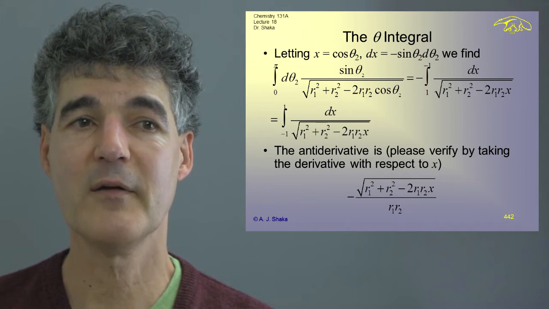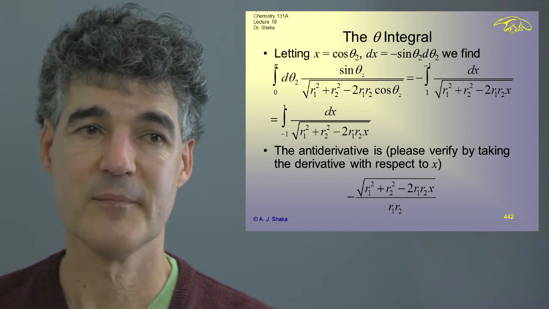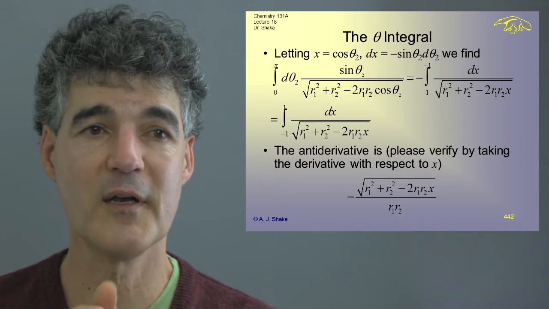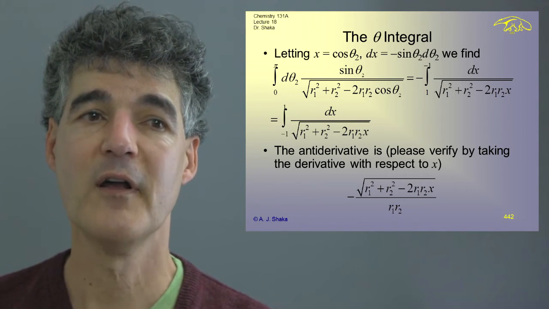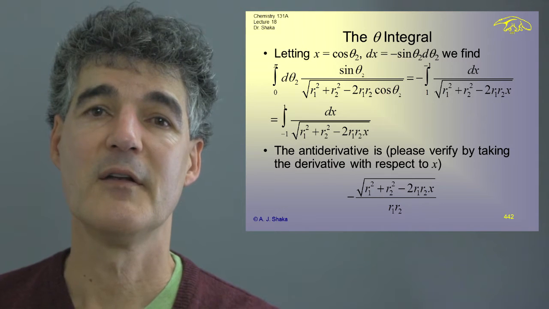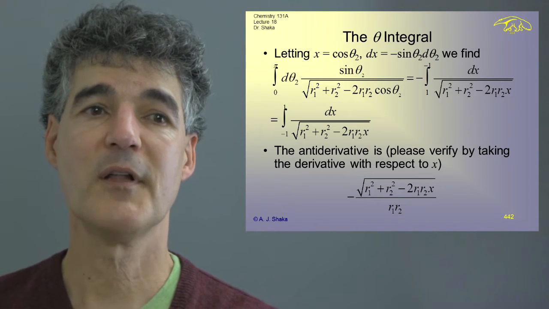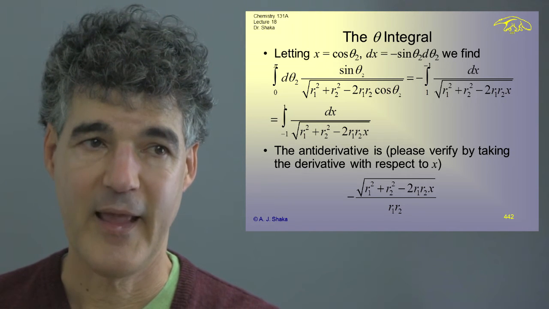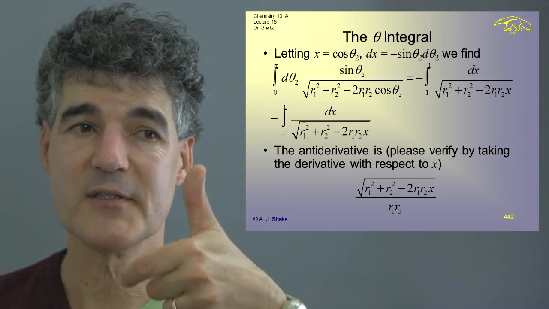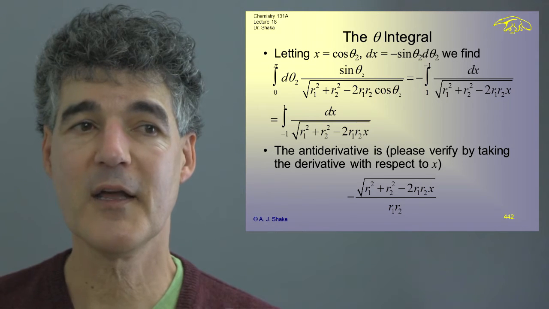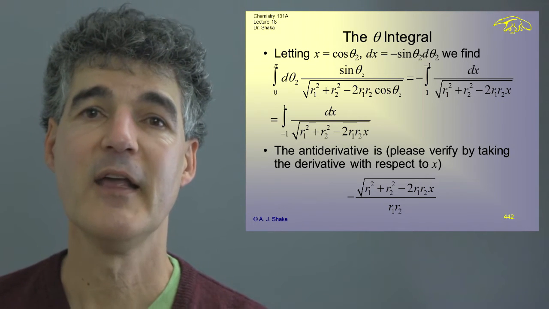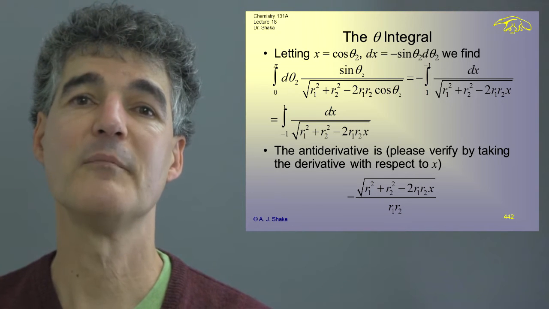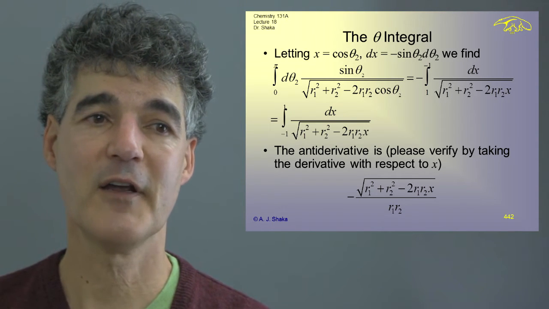integral from 1, which is when theta is equal to 0 and cosine is 1, to minus 1 of dx over the square root of r1 squared plus r2 squared minus 2r1 r2x. And then I can change the limits, make it from -1 to 1, and get rid of the negative sign. And then that one, I can look up the antiderivative, because that one is a standard, very easy to do.